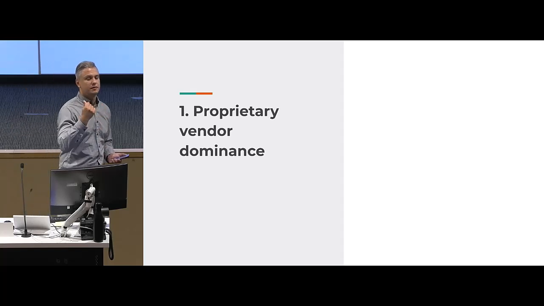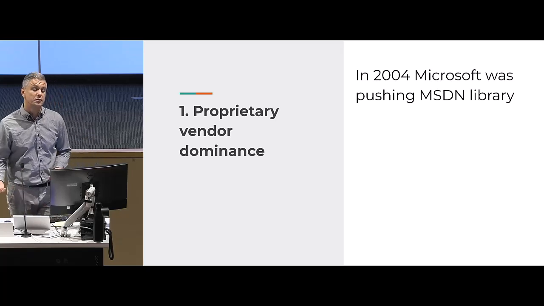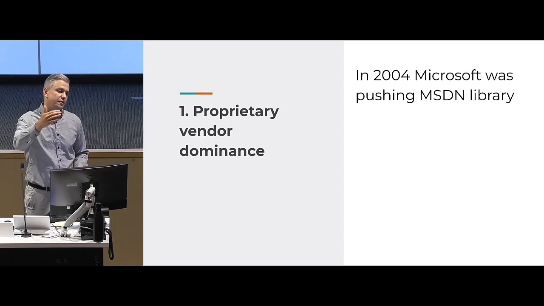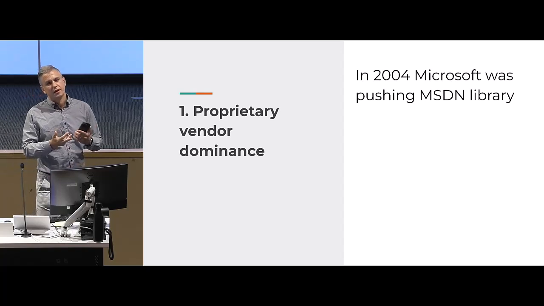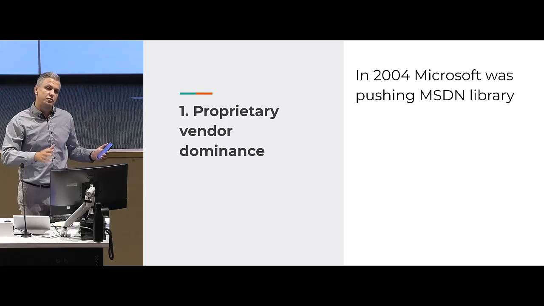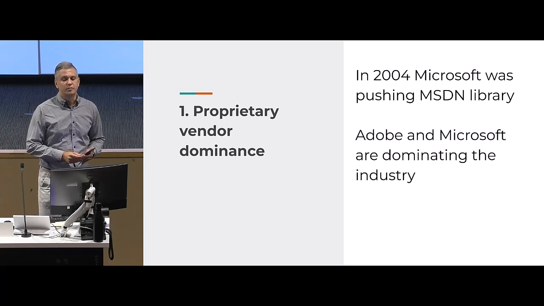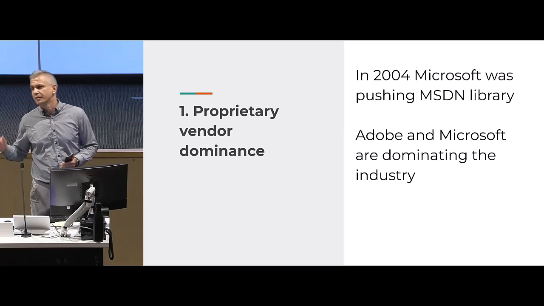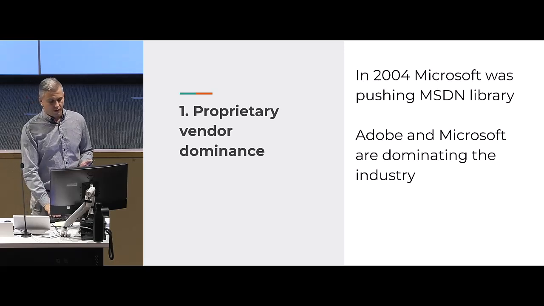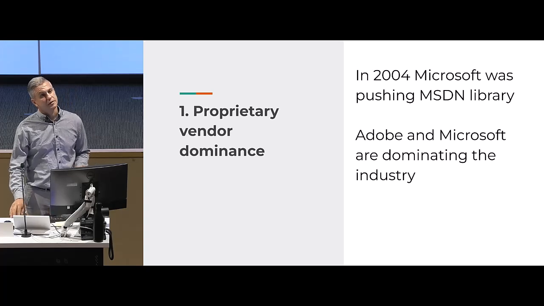Proprietary vendor dominance. What does it mean? It means when I was in uni, Microsoft was pushing their MSDN library. It was kind of a subscription you got with your ID, development tools, and all sorts of documentation you could use with those development tools. These days, Adobe and Microsoft still dominate the industry, not only academia, but many other things. They give away some for free or cheap, and give students the ability to actually use their tools.